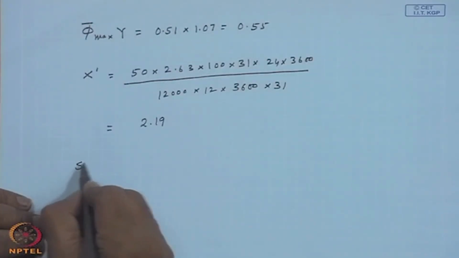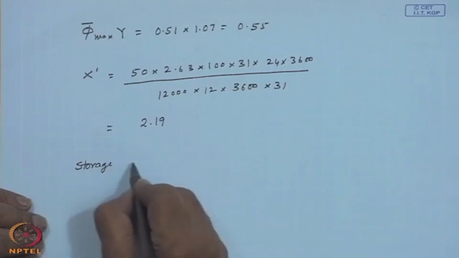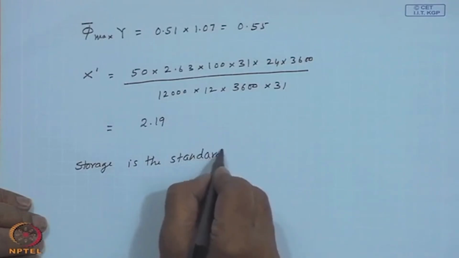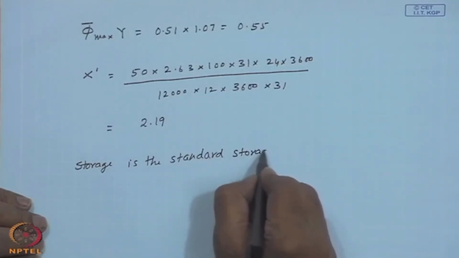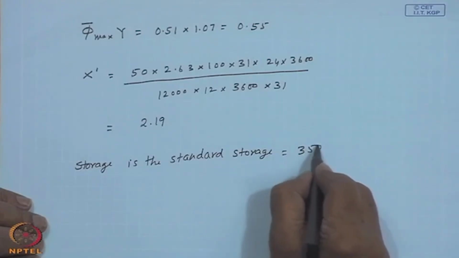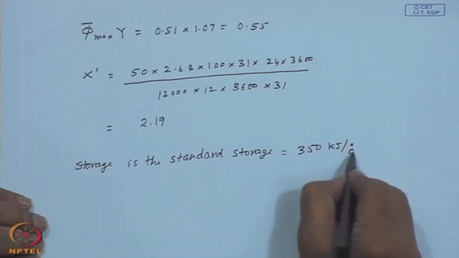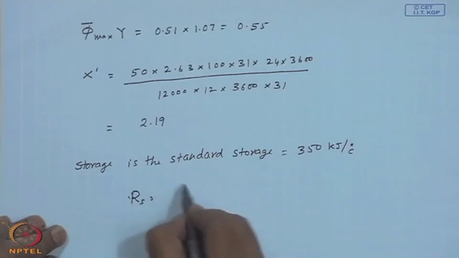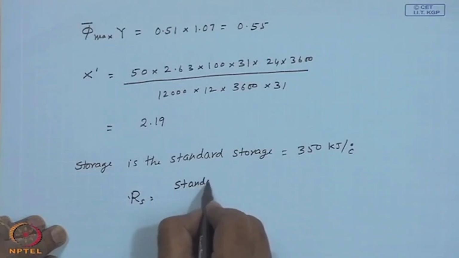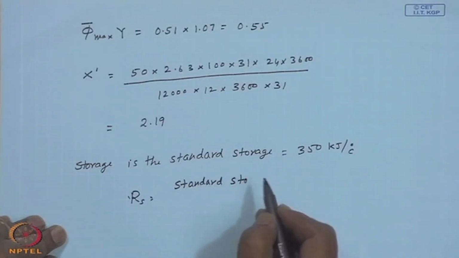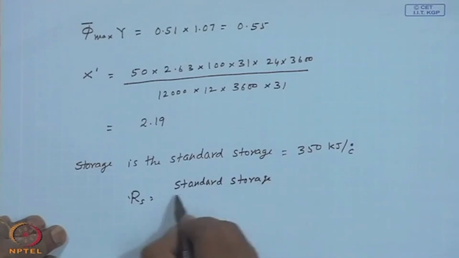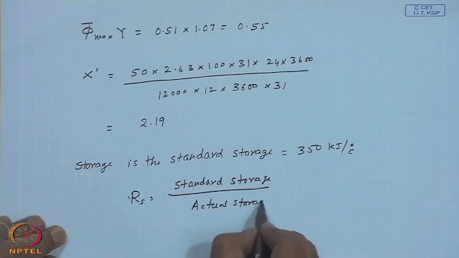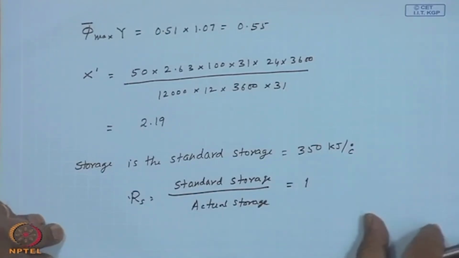Storage is the standard storage, which is 350 kilojoules per degree C. This directly does not come into calculation except in the RS, which is the ratio of standard storage to the actual storage, and in this case it is equal to unity.